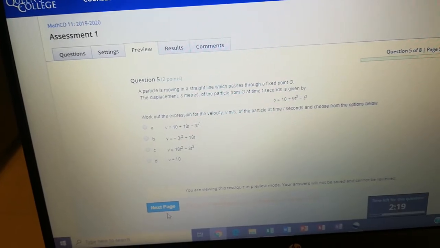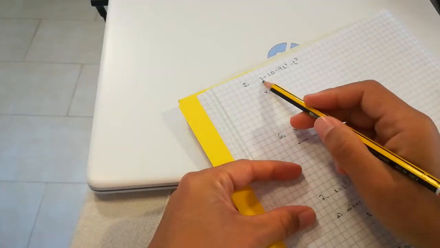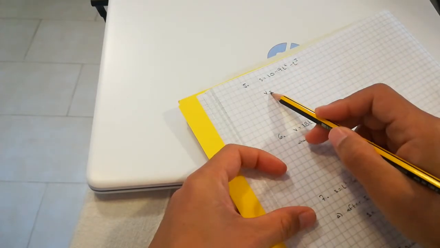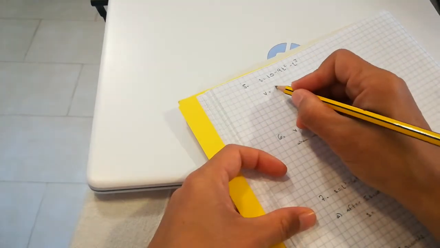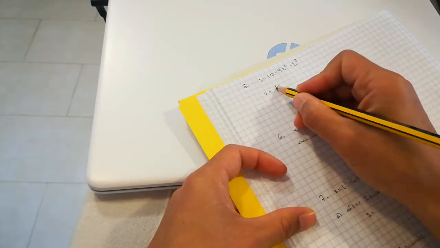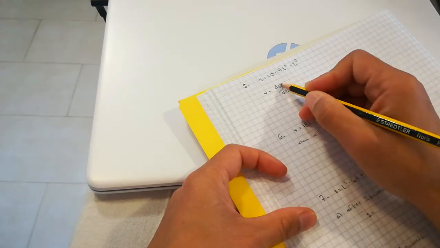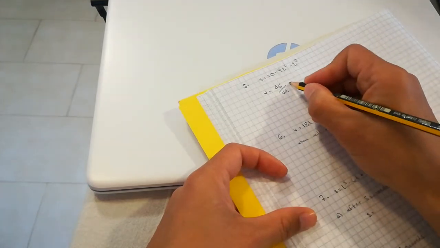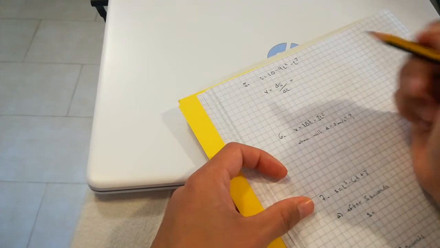So we're going to write the velocity formula. I started by copying out the formula for the displacement, and I have to remember that the velocity is the change in position over time. Remember that ds over dt means the change in s over the change in time. So the velocity is going to be just this formula differentiated.